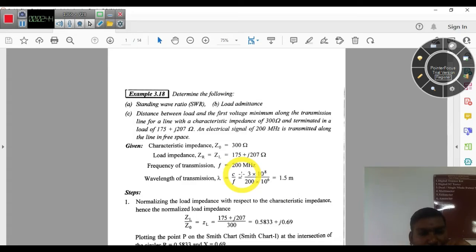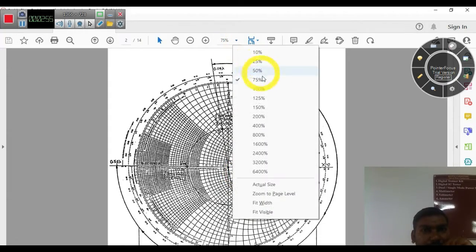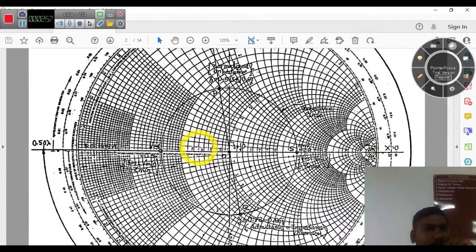The size of the Smith chart is restricted, so we are going to normalize the given impedance values. The complete circle of a Smith chart is called 0.5 lambda. Our complete rotation of the Smith chart will be considered as 0.5 lambda, and here this is 0 and this is 0.25, so one complete circle represents 0.5 lambda.